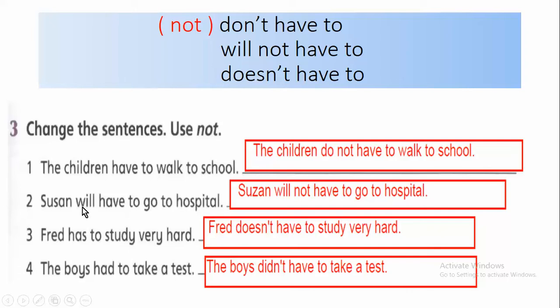Susan will have to go to hospital. Susan is the subject. Will not have to is the negative form of the sentence and we complete as the following. Susan will not have to go to hospital. Fred has to study very hard. Here you must write the subject, which is Fred, then doesn't have to, which is the negative form of has to. Doesn't have to study very hard.